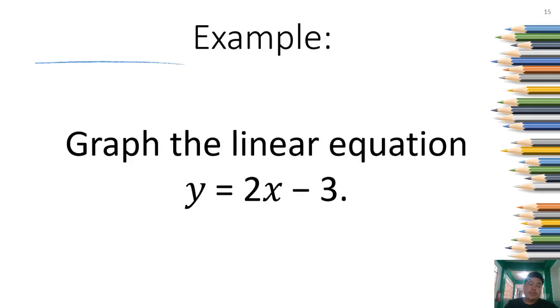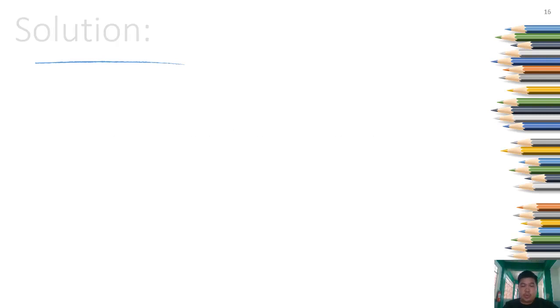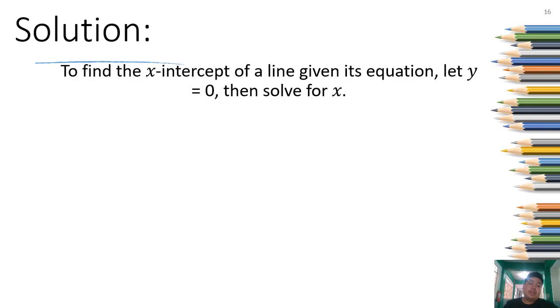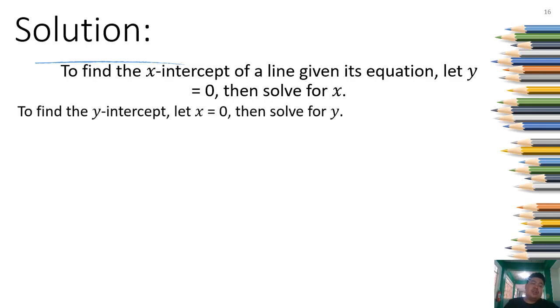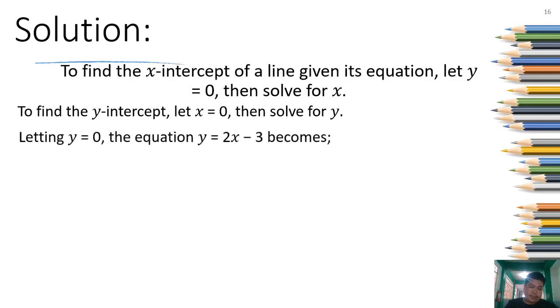Now let's try to have an example. Graph the linear equation y = 2x - 3. So we will have the solution. To find the x-intercept of the line, given its equation, let y = 0, then solve for x. To find the y-intercept, let x = 0, then solve for y.